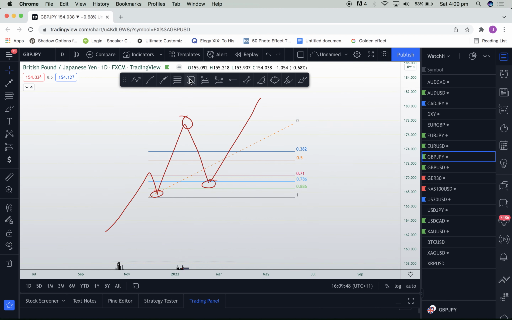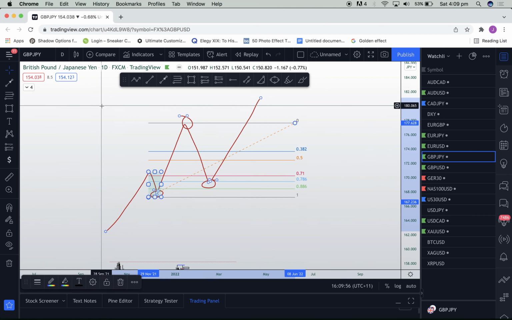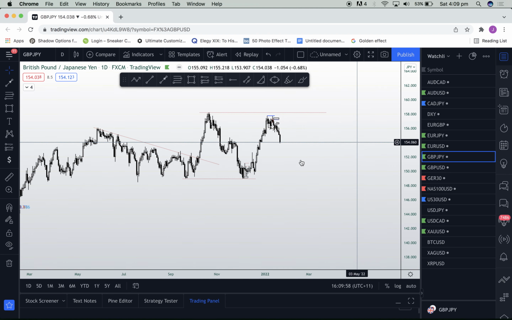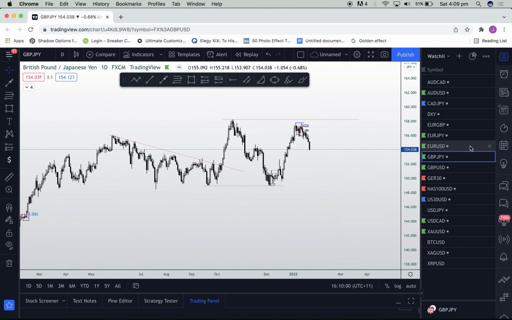So how do we get our entries based upon this? Well, like we've been discussing, POIs and institutional candles. If that lines up with your Fibonacci, you can take a trade. So hopefully you guys understand what the Fibonacci tool does. Now let's go and actually analyze it on the market, for example.